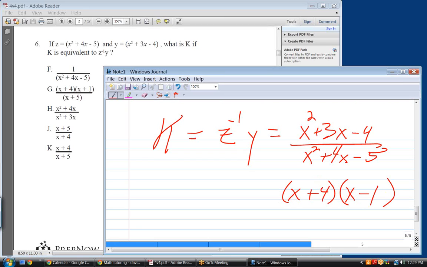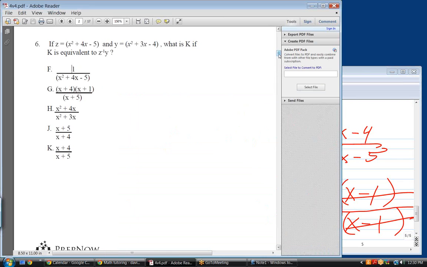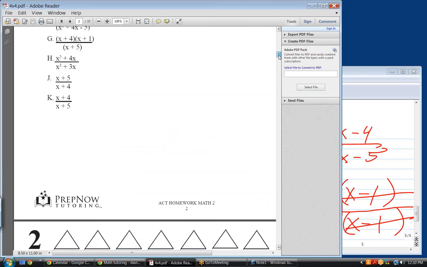Okay, and the bottom? Would be x plus 5, x minus 1. Simplify. Cross out the both x minus 1s, so there's your answer. And that's k. That is on there. Okay? Alright, so you can see already that factoring is something you're going to want to be good at.